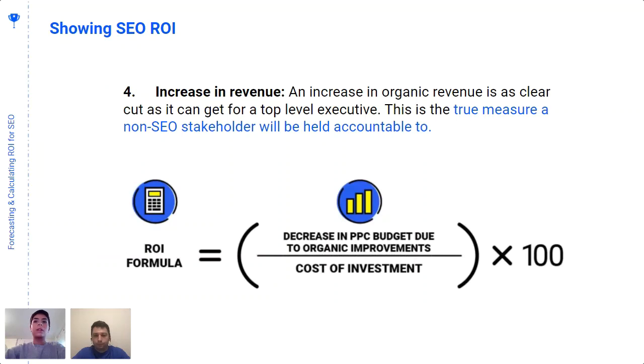And if you're focusing on increasing your revenue, just an increase in organic revenue is a clear cut for top level executives. So this is extremely important for stakeholders to be held accountable to.